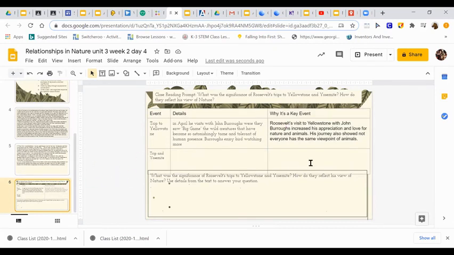You're going to do the trip to Yosemite, and then we're going to do this live. We're going to talk about how both trips were significant. Okay. And how they reflect his views of nature. Okay. So when we meet, I'll need you to have both of these finished. And then we'll do this piece together. Okay. That's it. We'll see you at the meet.